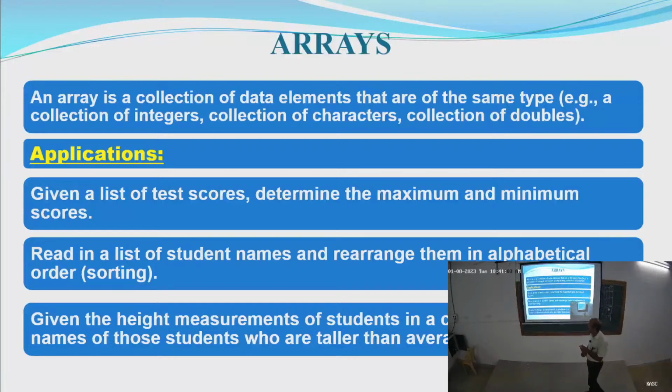Given a list of test scores, determine the maximum and minimum scores. We collect the scores of cricket games, and we calculate the maximum score and minimum score of the player. In some situations we use arrays for applications like reading a list of student names and rearranging them in alphabetic order. Sorting means arranging data in some order, ascending order or descending order.